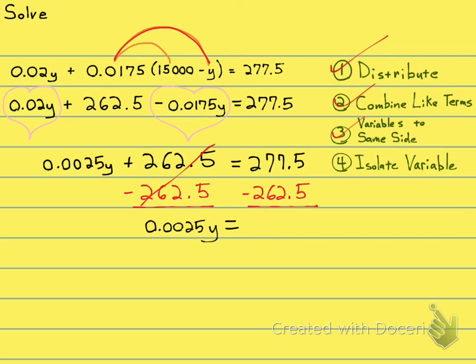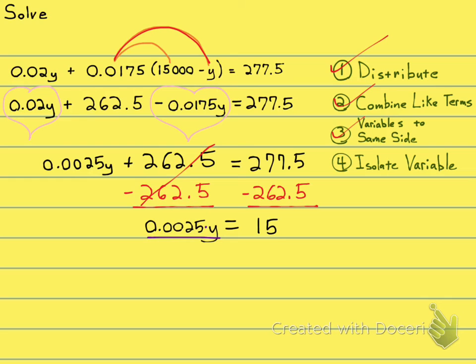And on the right-hand side, let me get my calculator again. 277.5 minus 262.5. Nice, that gives me 15. Okay, and one more step to get this grumpy old y all by herself. I have the 0.0025, which is multiplying times the y. If you don't see a sign there, it's going to be multiplication. If it's a plus, then it's addition, but if there's no sign there, it's going to be multiplication.